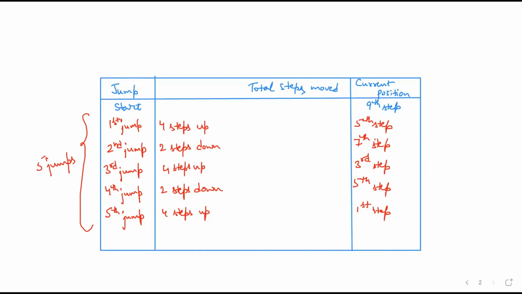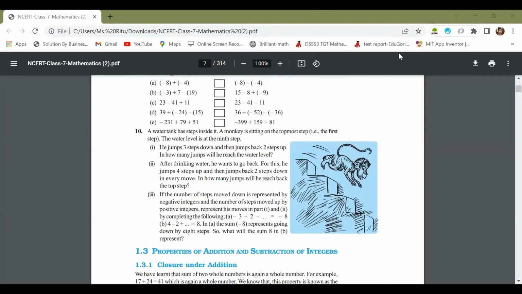I'll show the question again so that you can relate to the third part. Third part: if the number of steps moved down is represented by a negative integer. So what they are saying is, when the monkey is going down, they are representing the number with a negative. So we'll relate this third part with the first part. And the number of steps moved up, when he is going up, is represented with a positive integer. Now represent his moves in part 1 and part 2.